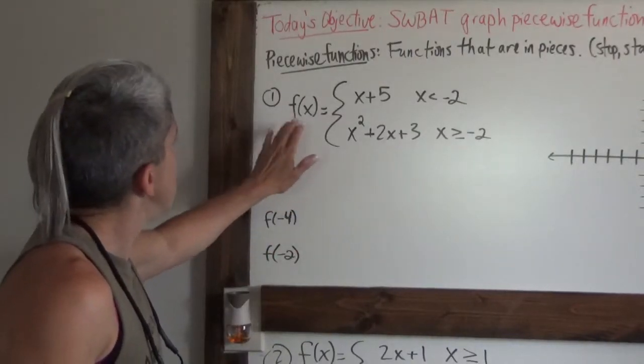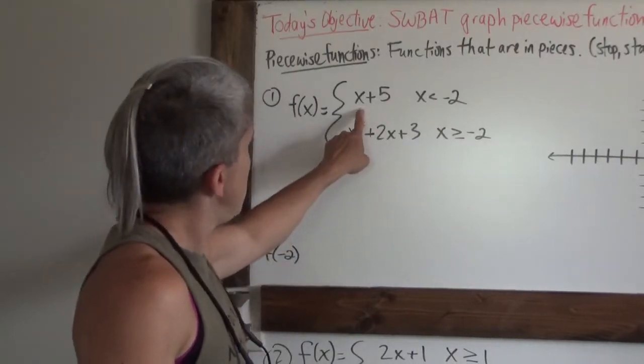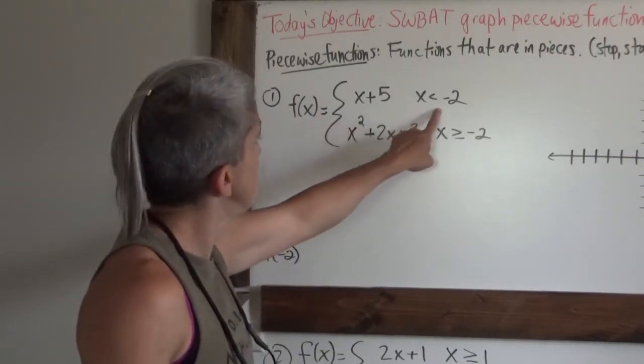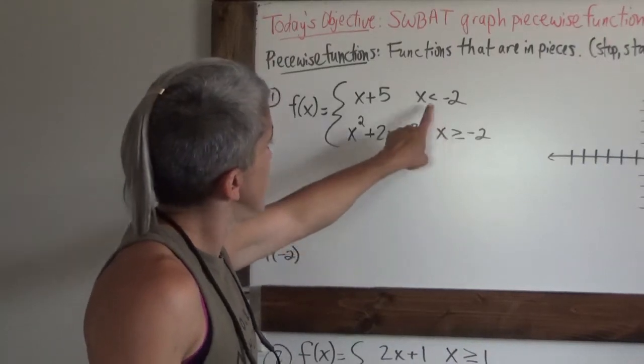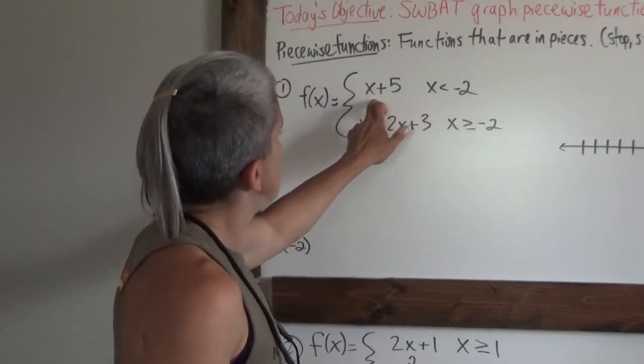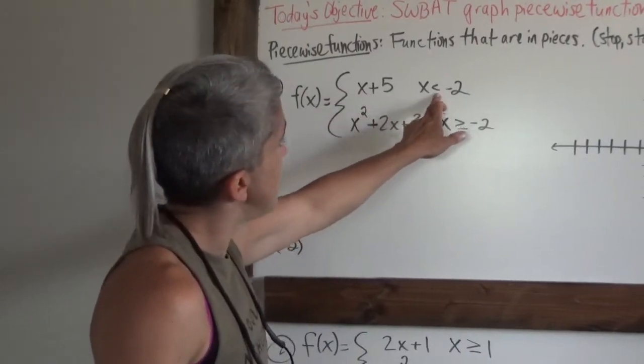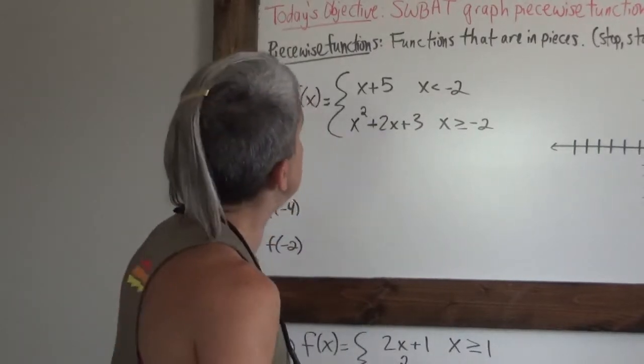Alright, so let's take a look at this piecewise function. How do I know it's in pieces? Is because each equation that I'm giving you has a certain restriction at the end of it. So you have to be able to understand what this is saying. So this is saying that I need to graph f of x equals x plus 5. All my x's have to be less than negative 2.